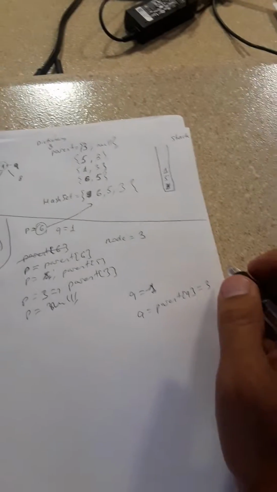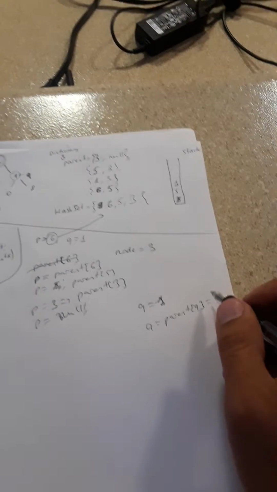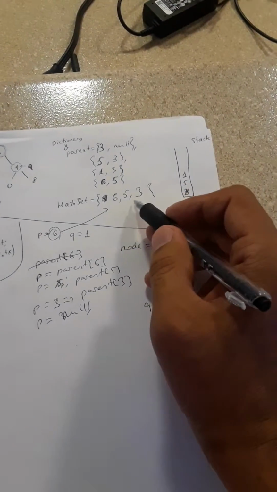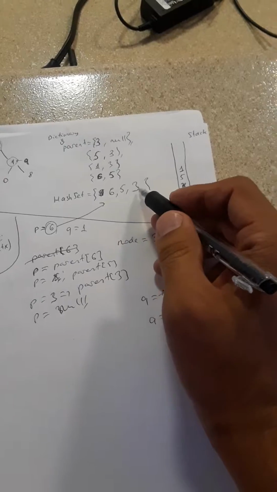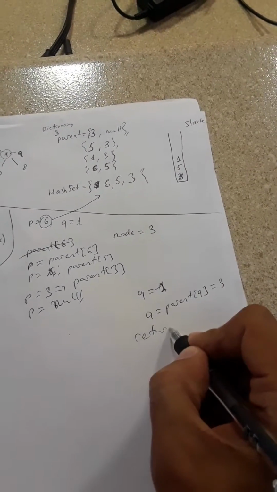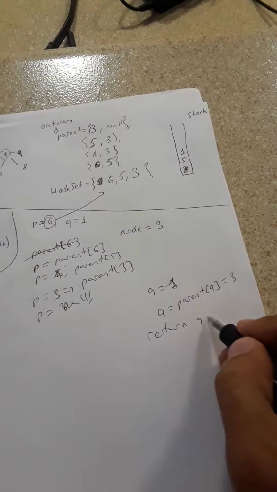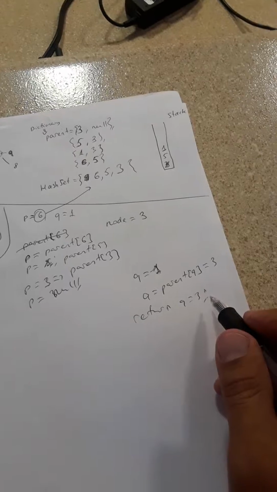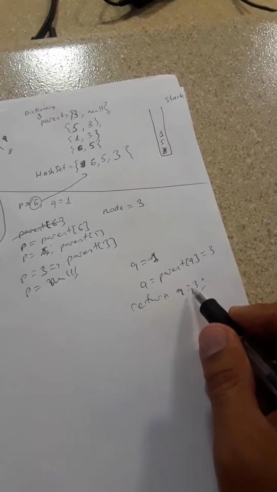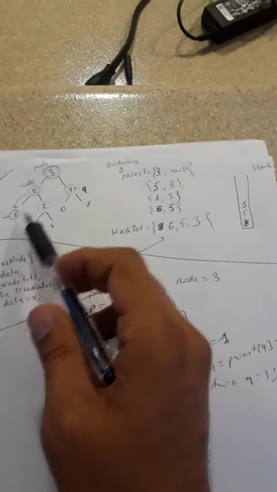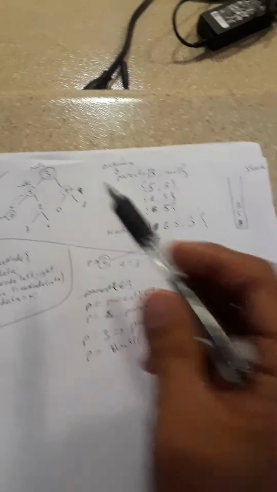Then we will see that our hash set contains 3. At this point I also will stop and will just return the Q value, which is 3. At this point we will stop because we actually found the common ancestor of these two nodes, 6 and 1, which is 3.